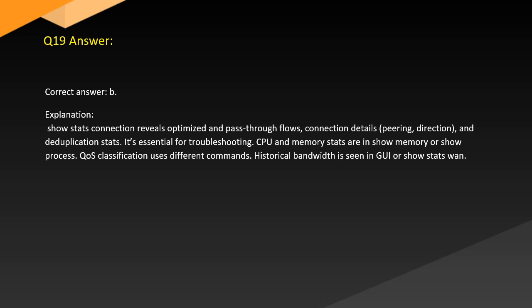Answer. Correct answer: B. Explanation. Show stats connection reveals optimized and pass-through flows, connection details, peering, direction, and deduplication stats. It's essential for troubleshooting. CPU and memory stats are in show memory or show process. QoS classification uses different commands. Historical bandwidth is seen in the GUI or show stats WAN.